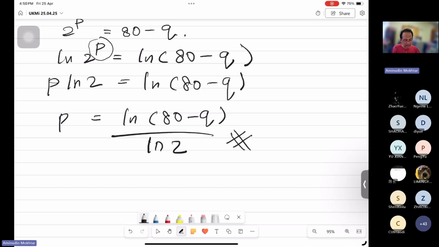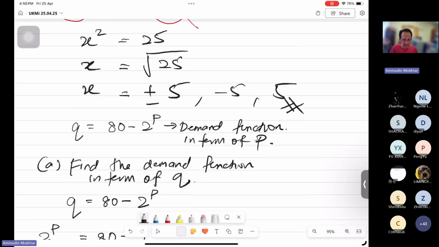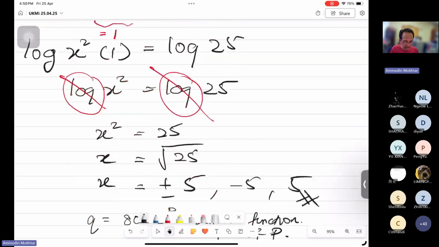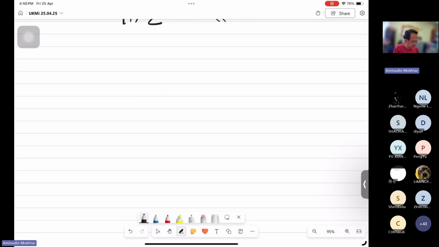Okay, that's about the log function. There are a few examples here. I hope you can do your revision, and if you have any question, you can ask me. You can WhatsApp me, and then also you can share your work with me. Any questions so far? No question. Okay.